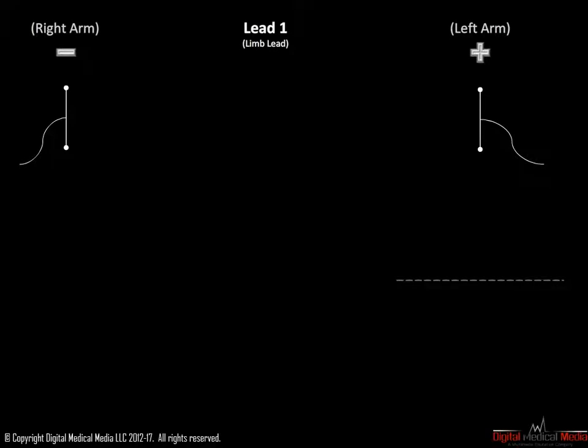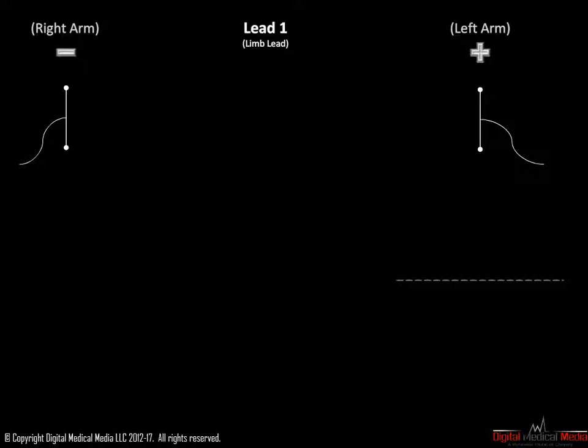In order to understand how a 12-lead ECG is recorded, we must first discuss how a single lead is created. In this example, the negative end of the lead is connected to the right arm, and the positive end is connected to the left arm. Every lead has a positive and negative end. Electricity must flow from one of these to the other in order to create a recording.